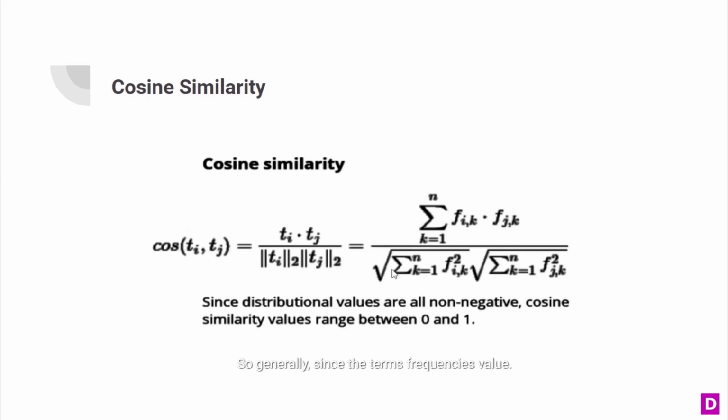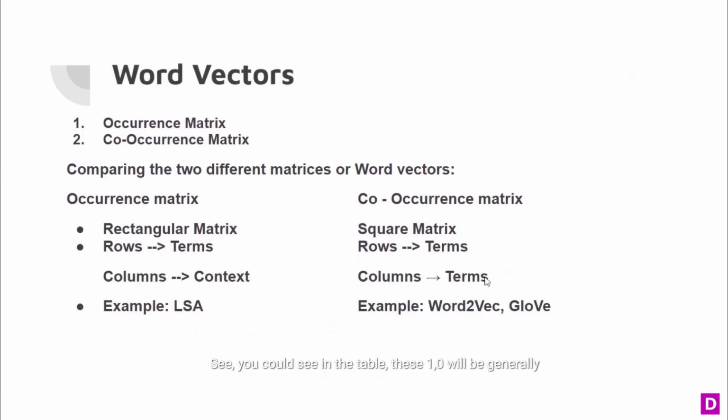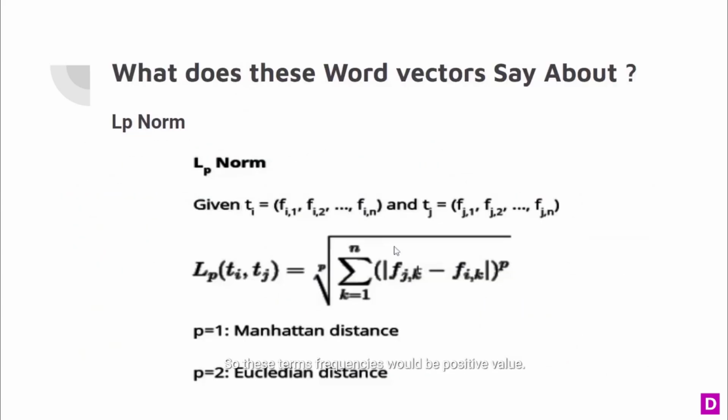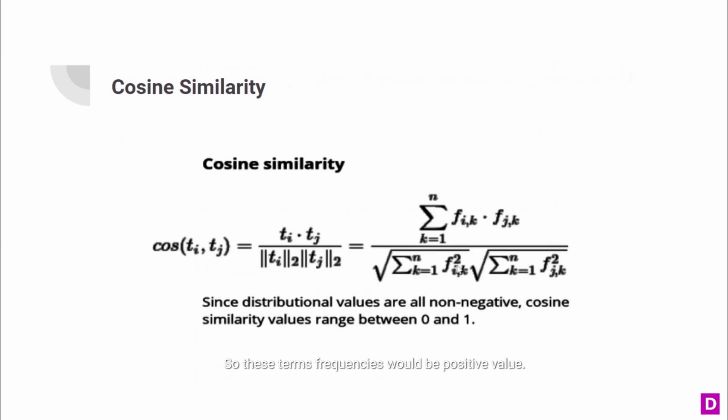In the table, the values like 1 and 0 generally represent the term frequency. These term frequencies would be positive values. There will be no negative values in the term frequency. It is not like a word is appearing minus 10 times. No, that is not the case. So the values of the frequencies will be non-negative, and that's why the cosine value will range from 0 to 1.